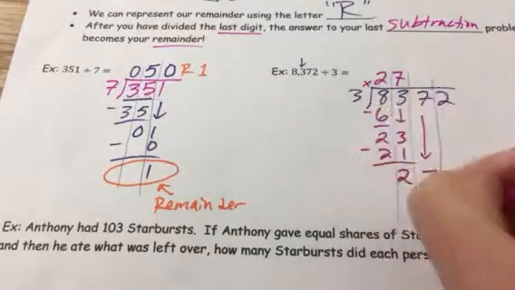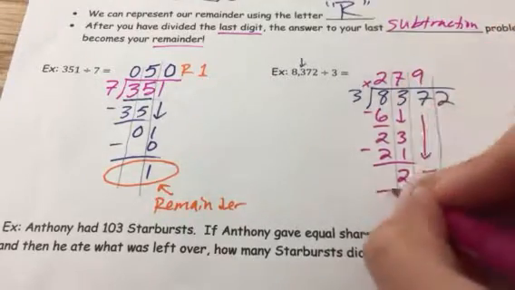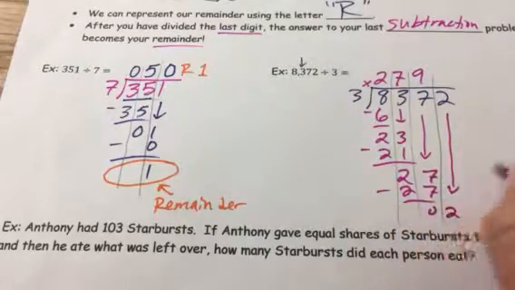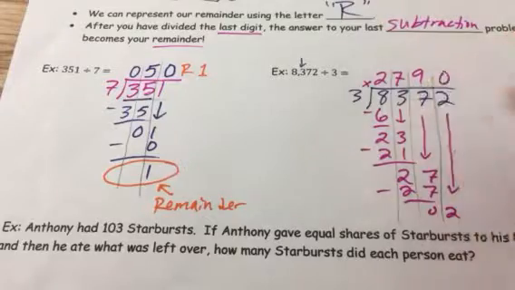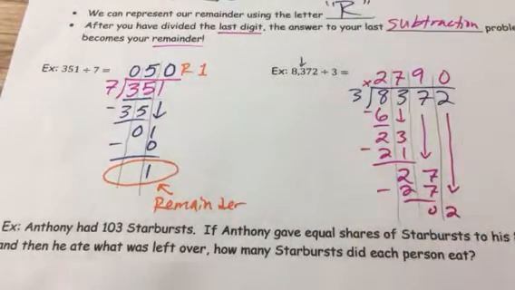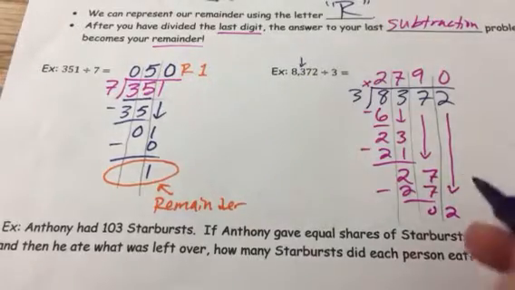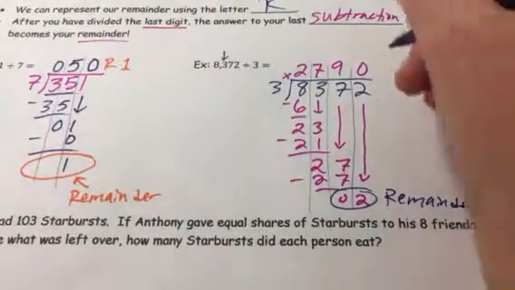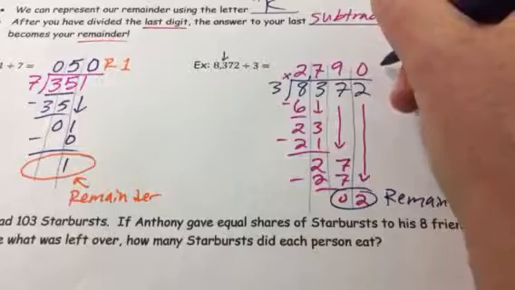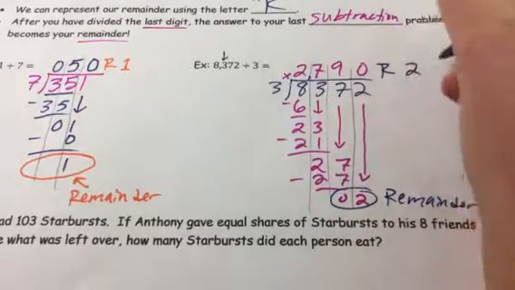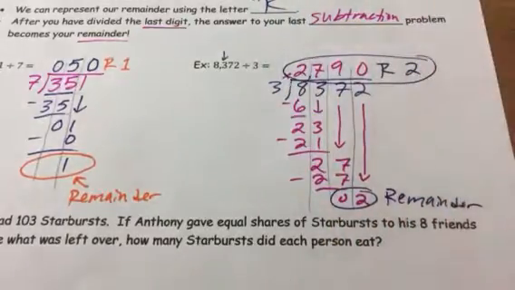Bring down the 7. 3 goes into 27 9 whole times. I subtract 27. I get 0. I bring down the 2. 3 goes into 2 0 whole times. Now again, I can subtract 0, but I'm still just going to be left with the 2. So I know that this is my remainder. So this quotient is 2,790 remainder 2. And that would be our final answer.